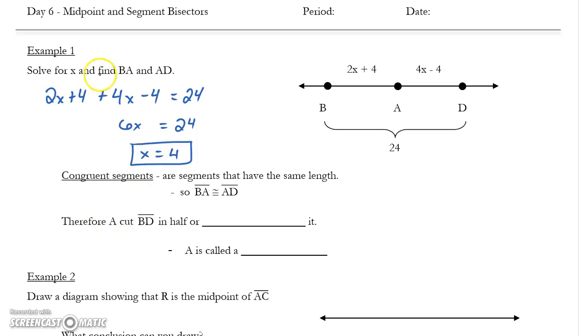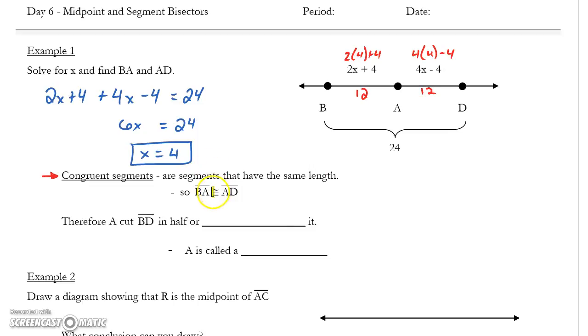The second part of what they want is to find segment BA and segment AD, or the length. So I'm going to substitute into here. 2 times 4 plus 4. So that's 8 plus 4 is 12, and 4 times 4 minus 4 is 16 minus 4, or 12. What we found here is that segment BA and segment AD both have a length of 12. That makes them congruent segments. Those are segments that have the exact same length.